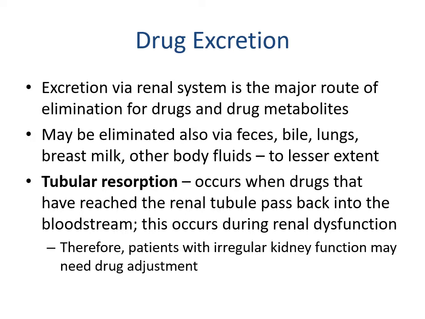So looking at a concept known as tubular resorption. This occurs when drugs have reached the renal tubule, but they actually pass back into the bloodstream. They should have been excreted via the urine, but instead, because of renal dysfunction, there's something wrong with the patient's kidneys, the drug actually goes back into the bloodstream. And so patients with renal disease are going to need an adjustment on their drug dosages.